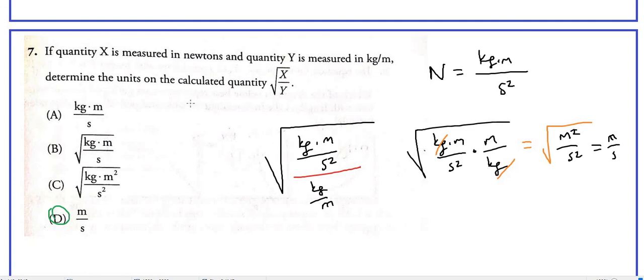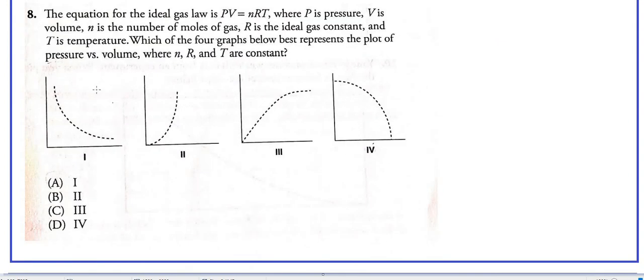Let's go to question number 8. The equation for the ideal gas law is P times V equals n times R T, where P is the pressure, V is the volume, n is the number of moles of gas, R is the ideal gas constant, and T is temperature. Which of the 4 graphs below best represents the plot of pressure versus volume, where n, R, and T are constant? Since we are checking the relationship between pressure and volume, where all others are constant, we're going to solve for pressure or volume.